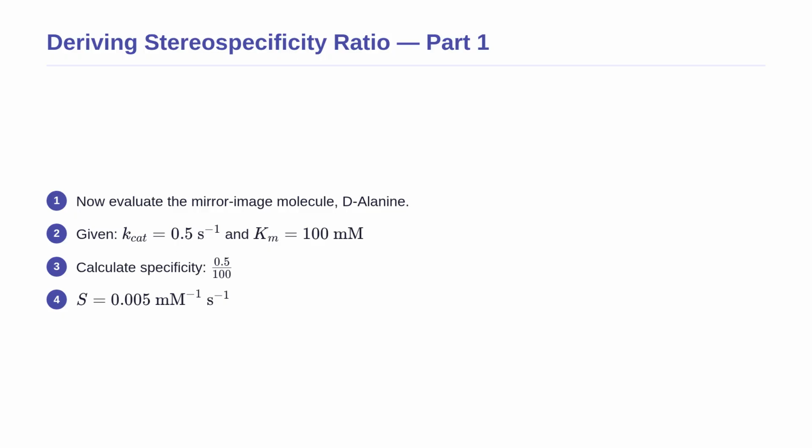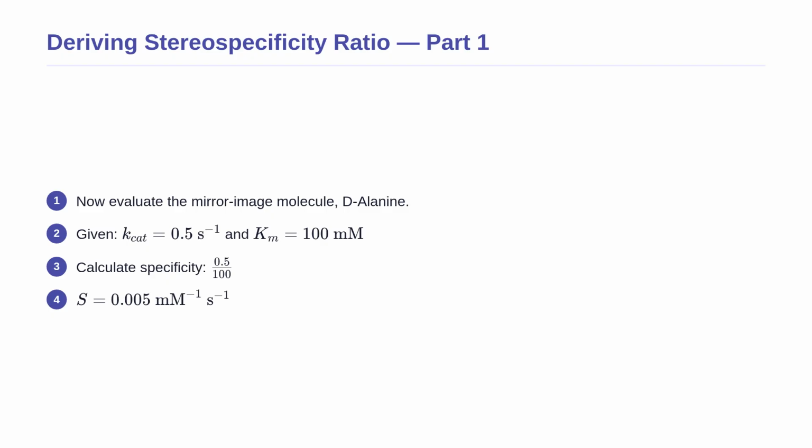Having established the baseline for the natural L form, we will now prove mathematically how poorly the enzyme performs when the three-dimensional shape is reversed. We evaluate the mirror image molecule, D-alanine. Because it is the wrong shape, the enzyme cannot bind it properly, resulting in a terrible affinity where Km is 100 millimolar, and a very slow turnover where Kcat is just 0.5 per second.